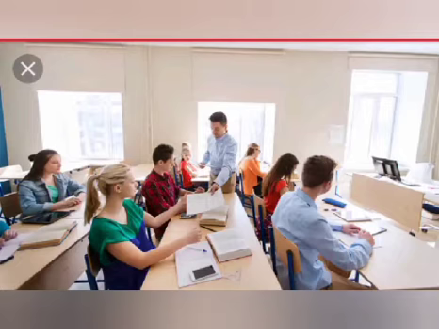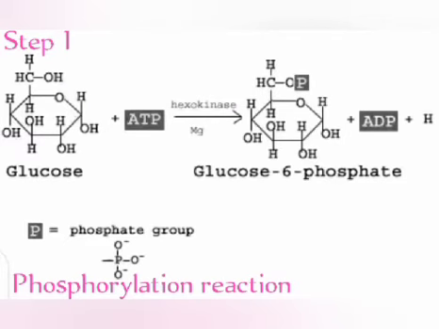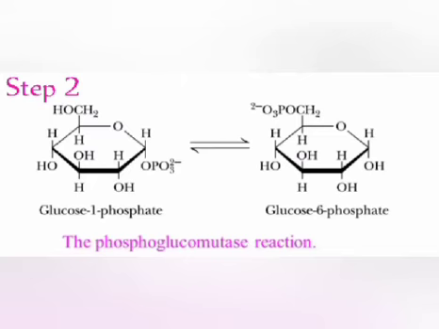Now, let us see the biosynthesis of glycogen pathway stepwise. Note that the biosynthesis of glycogen occurs in the cytosol or cytoplasm. Step 1. Glucose is phosphorylated, or converted to glucose 6-phosphate. The phosphorylation is catalyzed by glucokinase or hexokinase with the release of ADP from ATP. Step 2. Glucose 6-phosphate is epimerized, or converted to glucose 1-phosphate. The epimerization is catalyzed by phosphoglucomutase.